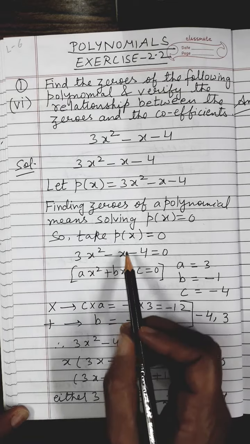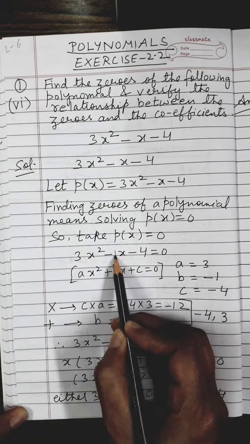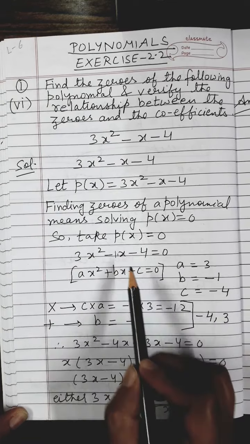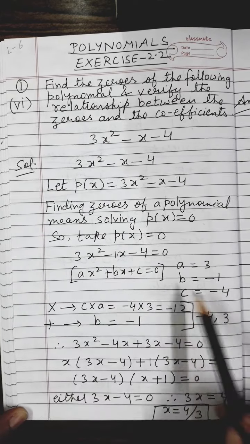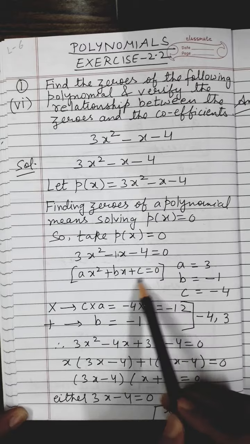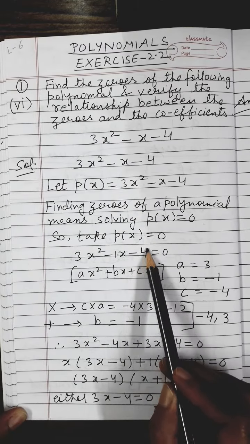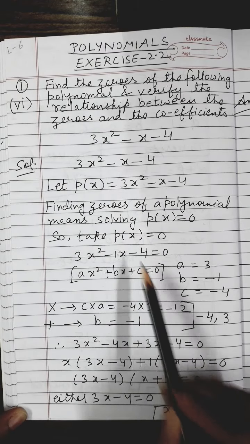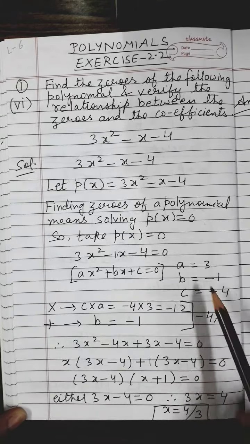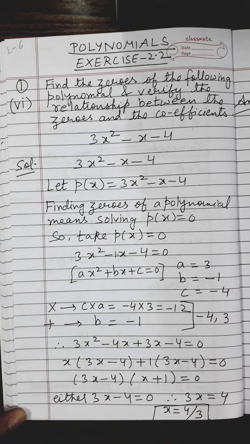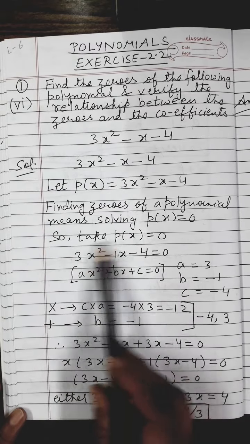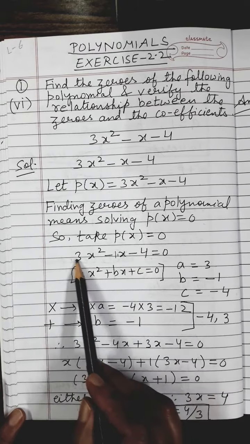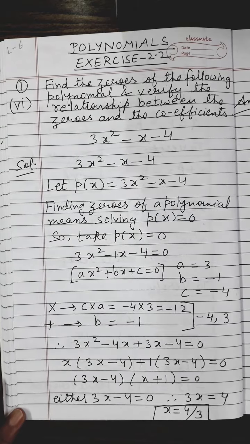What is b? Coefficient of x, which is how much? I can always write it as 1 into x. So along with the sign you have to take the coefficient of x, which is minus 1. So b equals to minus 1. How much is c? Constant term, which is minus 4. So along with the sign I have to take 4. So c equals to minus 4. So these are the values of a, b, c which I will be using later on. Right now, you have to solve this equation for values of x.